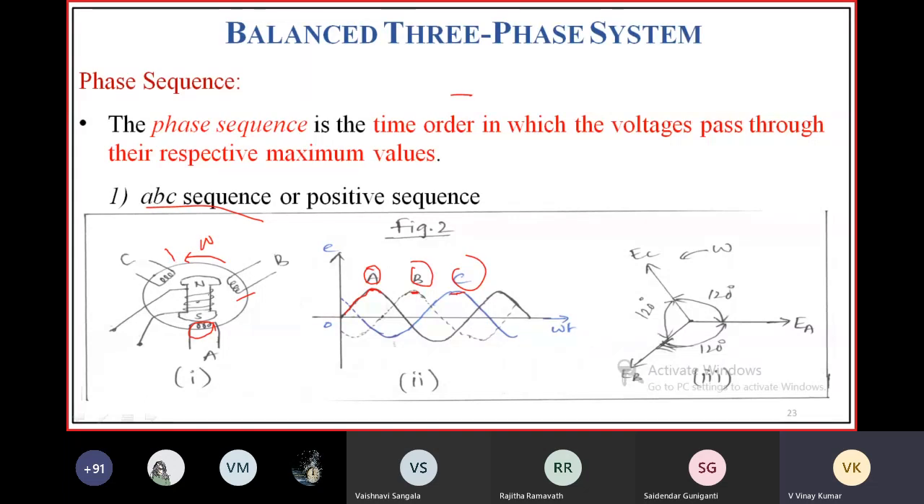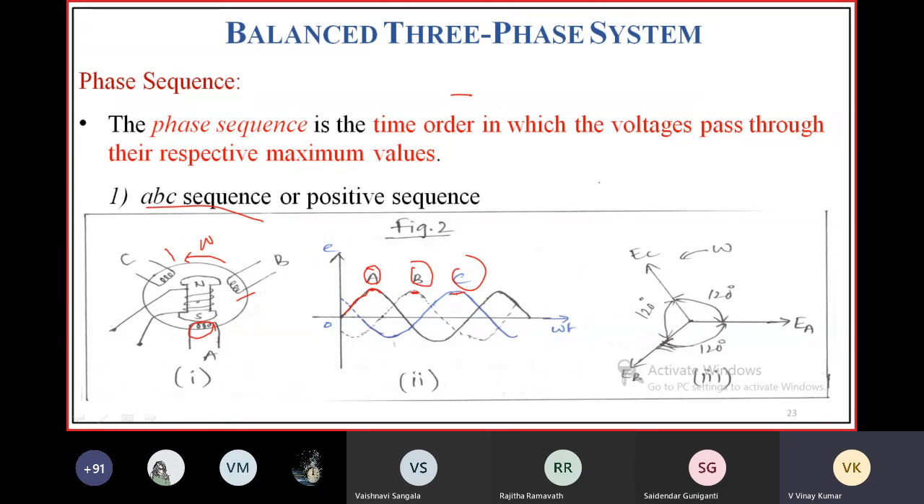If you rotate this rotor in anti-clockwise direction, phase A attains more positive voltage first, then phase B, then phase C. That's why the phase sequence is A, B, C. It is the order of reaching their maximum values, and it's called phase sequence. First phase A is reaching its maximum value, then phase B, then phase C.